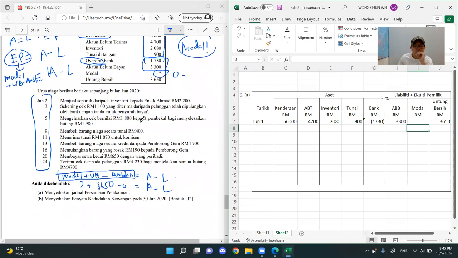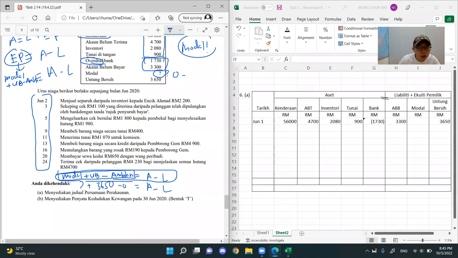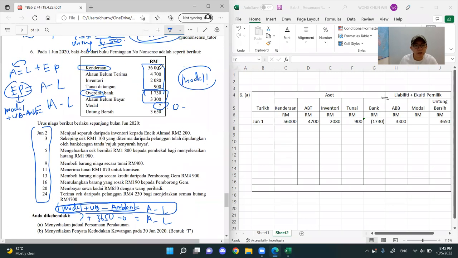All right. So from here, how much is the modal? Or another way is you get this figure, right? So you add this one, add this one, add this one, minus this one, minus this one, minus this one, you get this modal. Okay, but I want you to know the formula, therefore use this one. Modal plus untung bersih minus ambilan equals to asset. So first, find out how much is your jumlah asset.